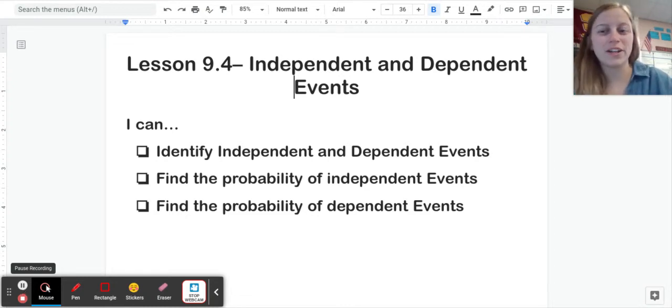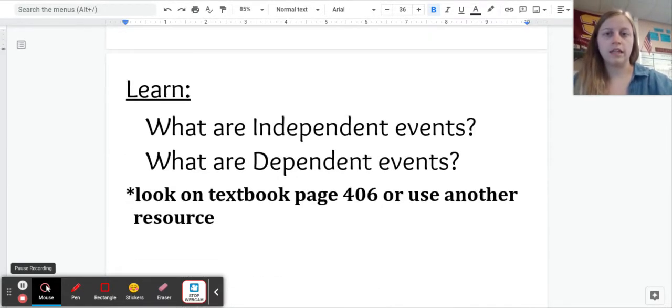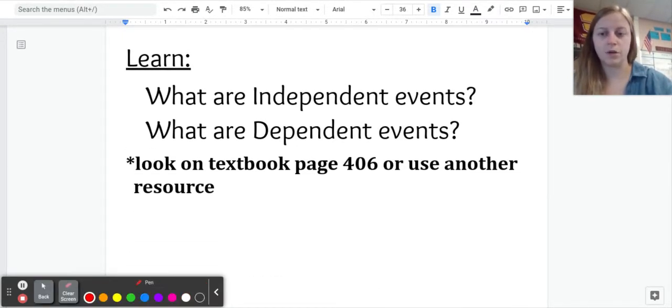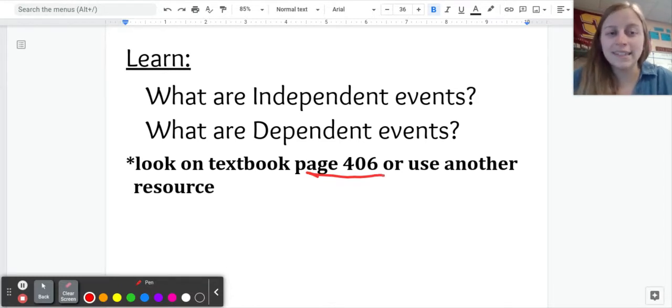Hi guys, today we are learning our last chapter 9 lesson, 9.4, called independent and dependent events. First, you're going to figure out what is an independent versus a dependent event, and how do I find independent, how do I find dependent. We're not really looking at the probability now, we're looking at the type of event. So let's look to learn on textbook page 406. What is an independent event and what is a dependent event? We'll pause the video while you look to learn.